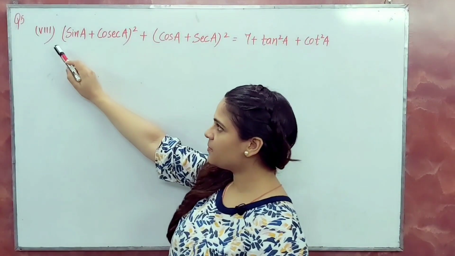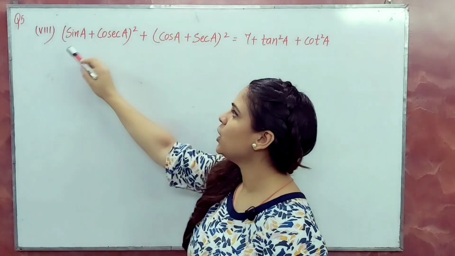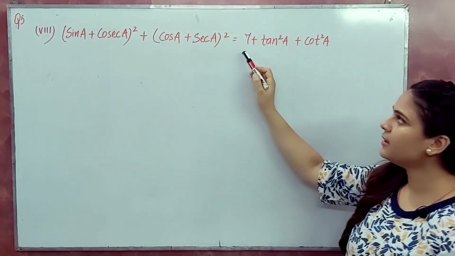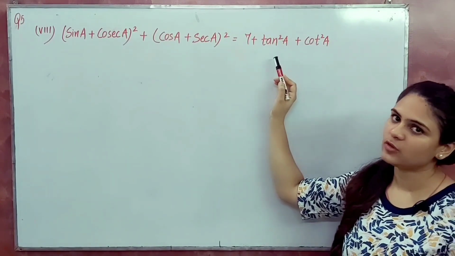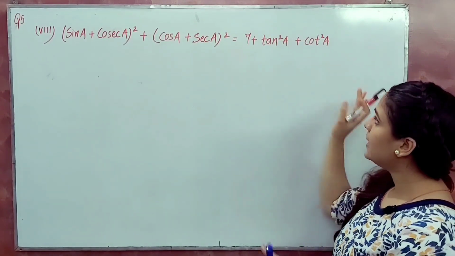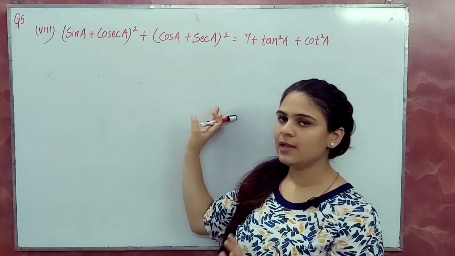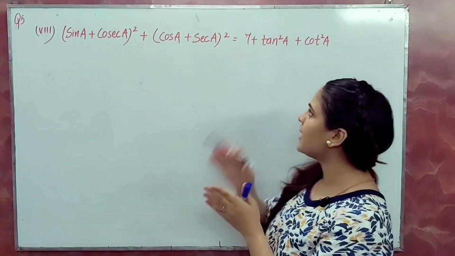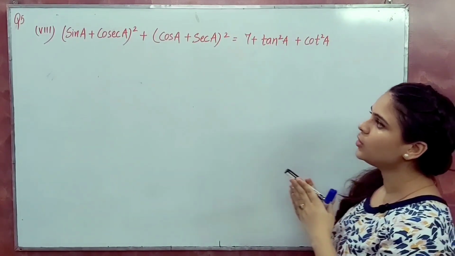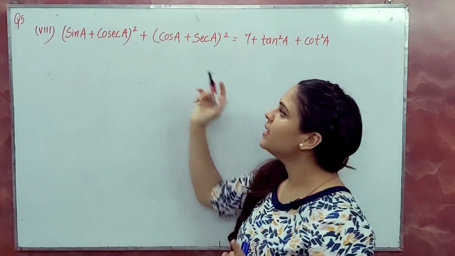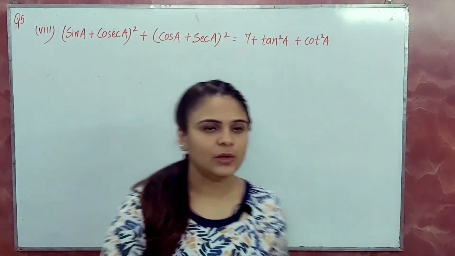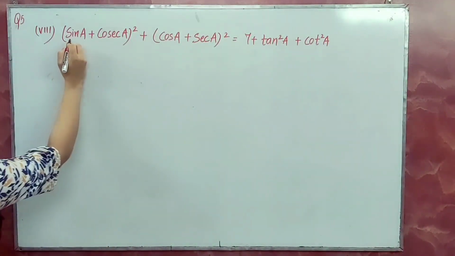Question number 5, 8th part is (sin A plus cosec A) whole square plus (cos A plus sec A) whole square is equal to 7 plus tan square A plus cot square A. In this question, you have to solve LHS first because this side is more complicated as compared to RHS. Also, there is a scope to use the algebraic identity, that is (A plus B) whole square. So let's start with LHS first.